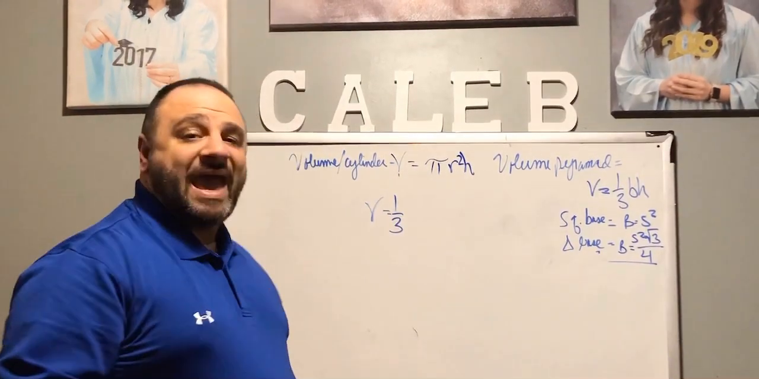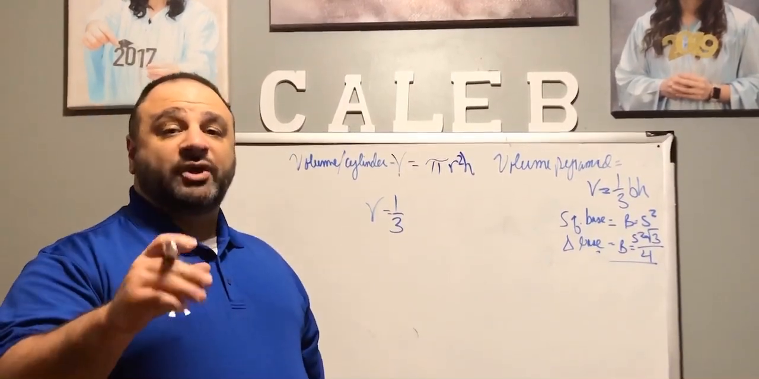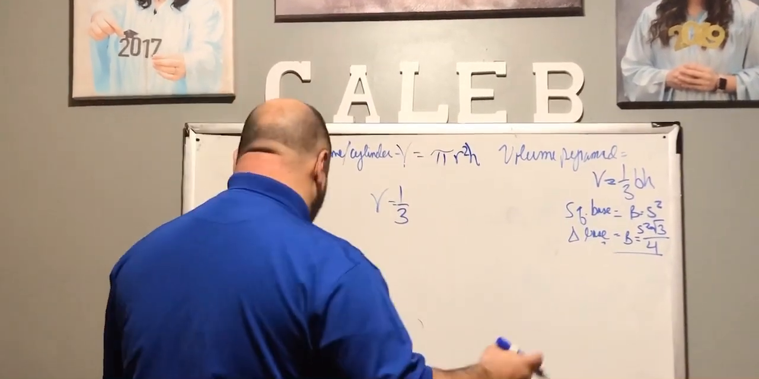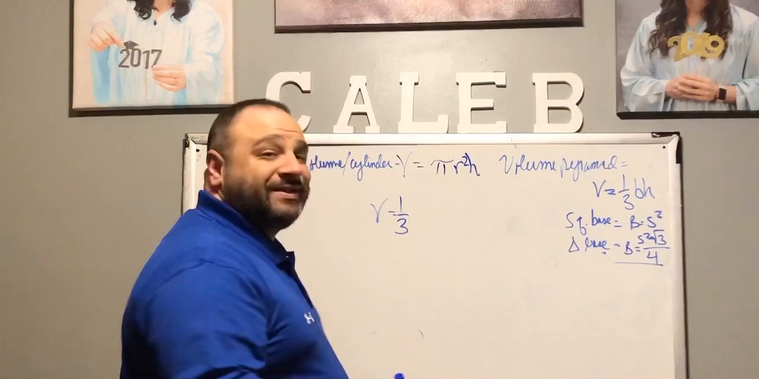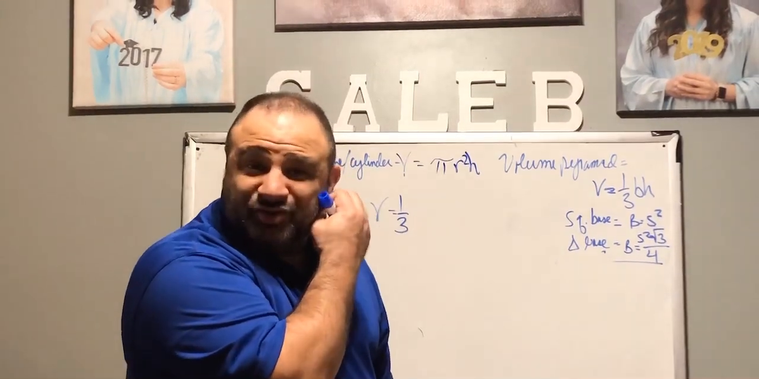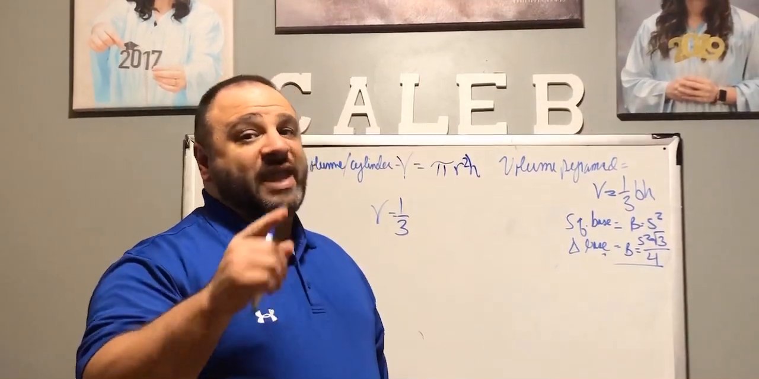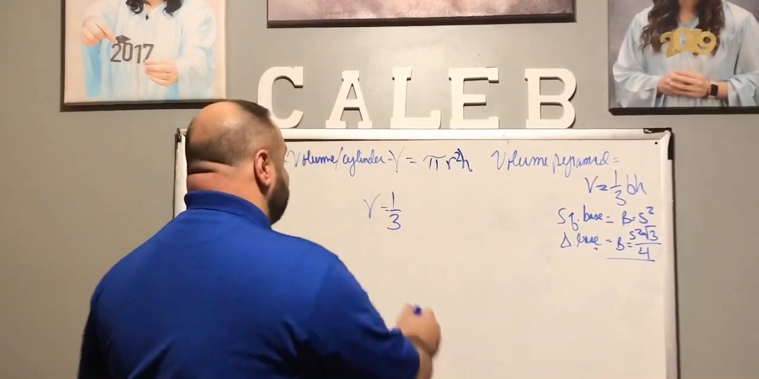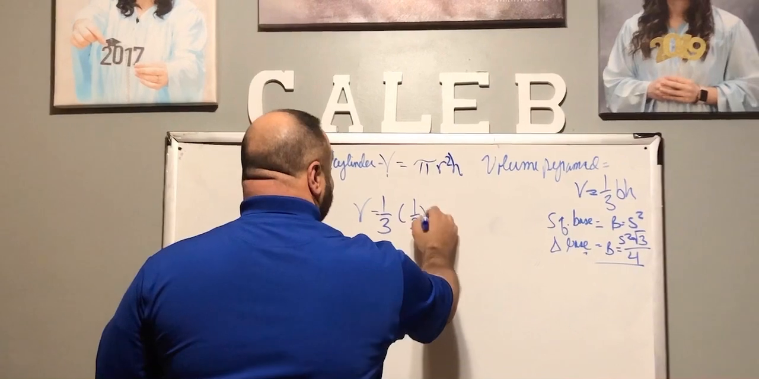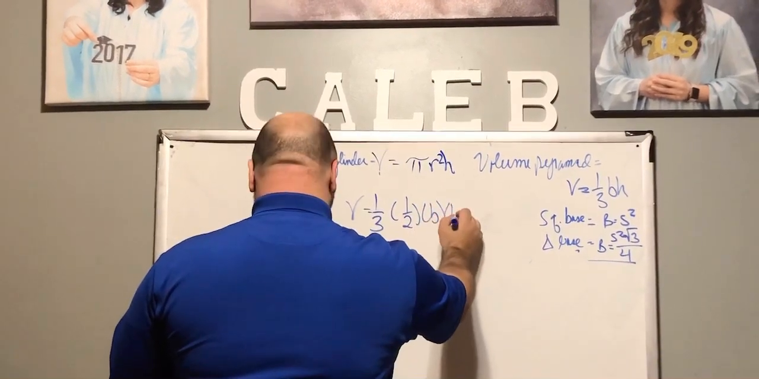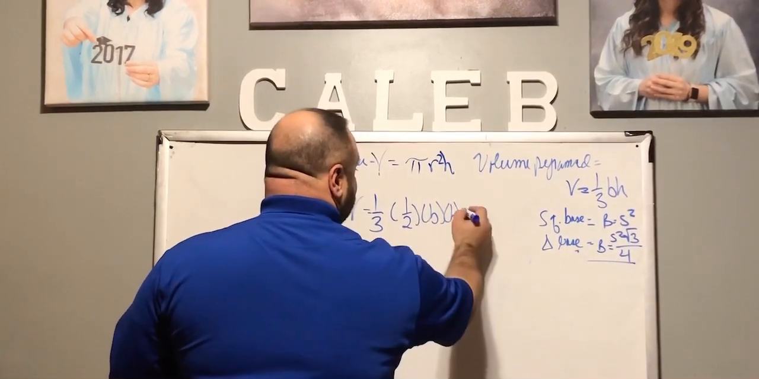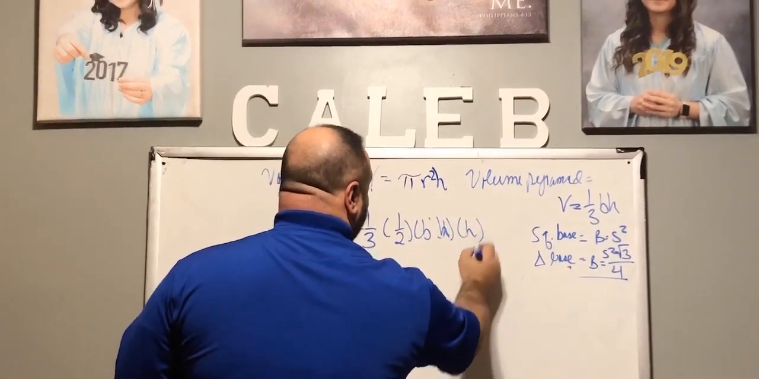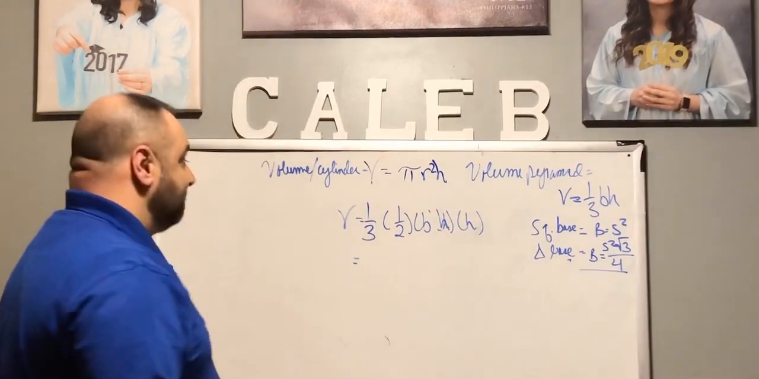Now, since we have a right triangle as our base, we have a triangular base here, so we know that the legs are not a regular triangle. So we're not using the s squared times the square root of 3 over 4. It's just a simple triangle. So I'm going to go 1/2 times the base times the height, and then times the height again.